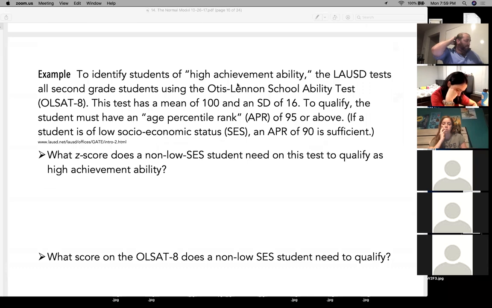To identify students of high achievement ability, the LAUSD tests all second grade students using the Otis Lennon School Ability Test, the OLSAT 8. The first 7 weren't good enough, but the 8th one seems to do the trick. Anyways, this test has a mean of 100 and a standard deviation of 16.